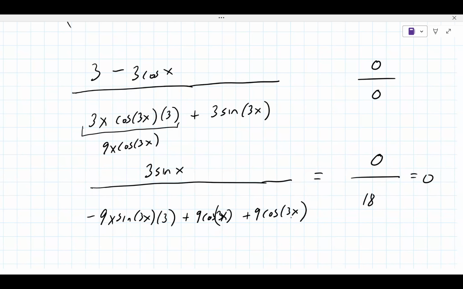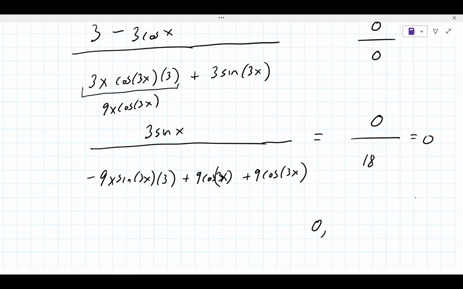Now, if you're really stuck on a test or quiz, a lot of the answers are 0 or 1. That's a possibility.